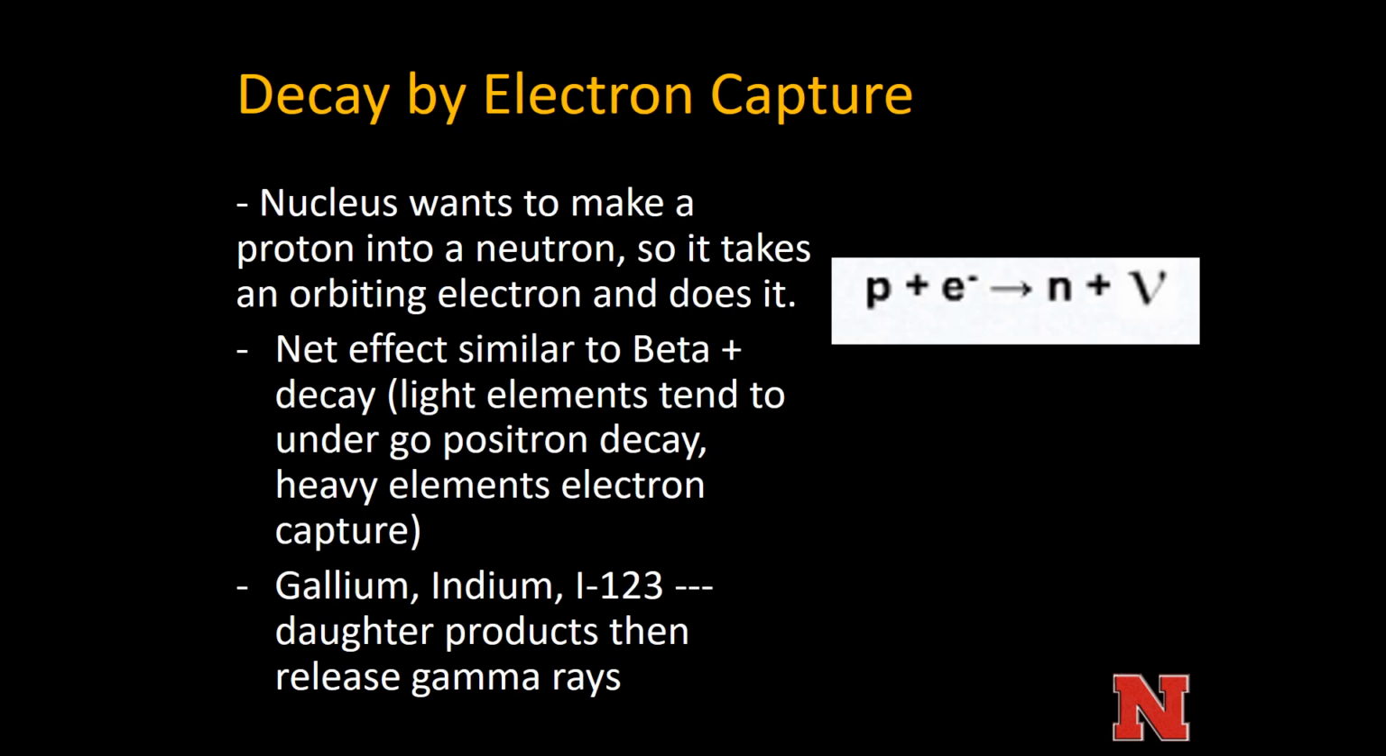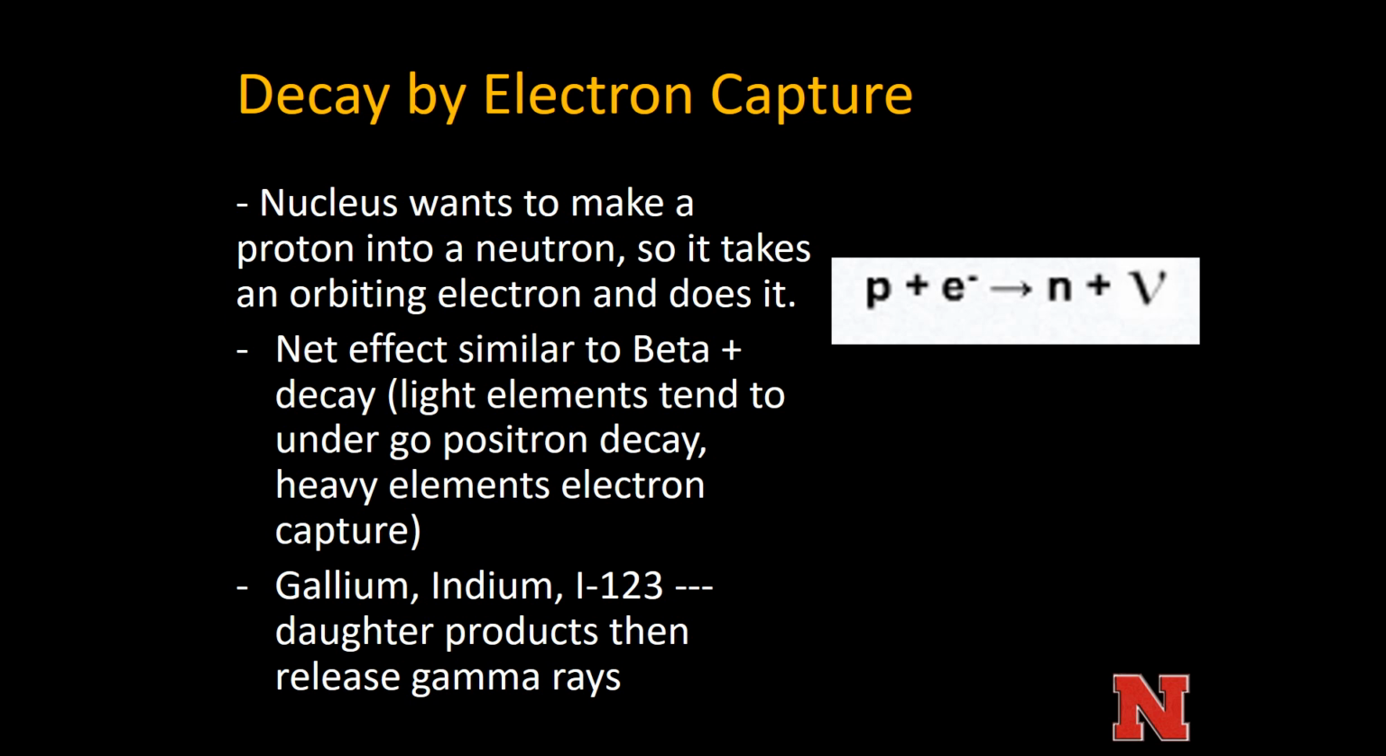Decay by electron capture. All right, so electron capture is another way for an unstable atom to decay. This is where the nucleus wants to make a proton into a neutron, so it just takes an orbiting electron and does it. The net effect is similar to a beta plus decay. Light elements tend to undergo positron decay. Heavy elements tend to undergo electron capture. I always remember that as a big heavy person just can do what they want because they're a big heavy person. I don't know if that helps you, go with it.